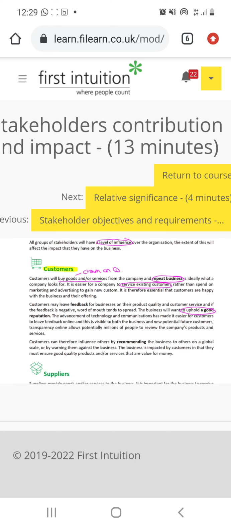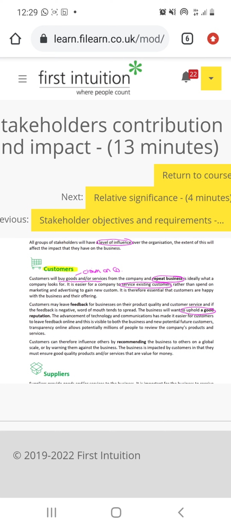With the advancement in technology and communications, it's made it a lot easier for customers to leave feedback online, and this is visible to both the business and new potential future customers. Transparency online allows potentially millions of people to review the company's products and services.